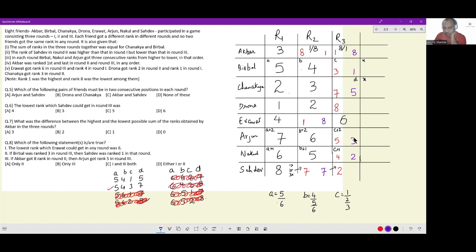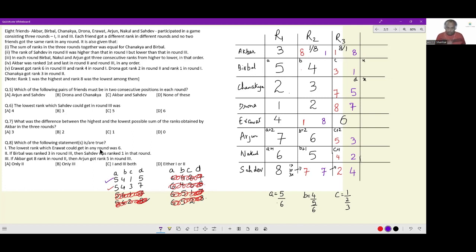4 and 7 are left to be distributed. Because Sahdev's rank has to get better, he will get 4 here, and by extension, Drona will get 7 here. And now we have all the 8 ranks. This case is also acceptable. Everything is also fine here.